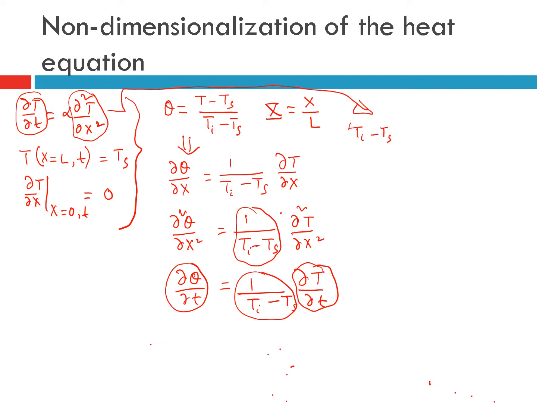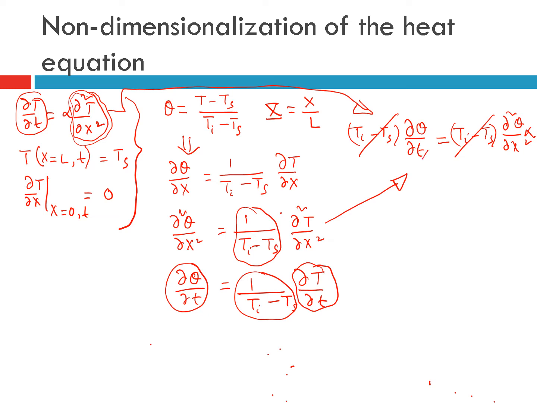So Ti minus Ts del theta del t is equal to, for del square T del x square, we are going to write Ti minus Ts times del square theta del x square. So these Ti minus Ts cancel out, and of course there is an alpha that still needs to be there. So we can further non-dimensionalize this way.